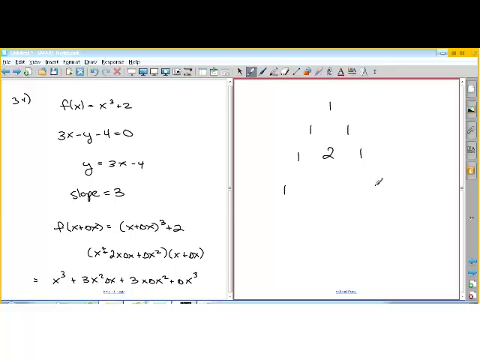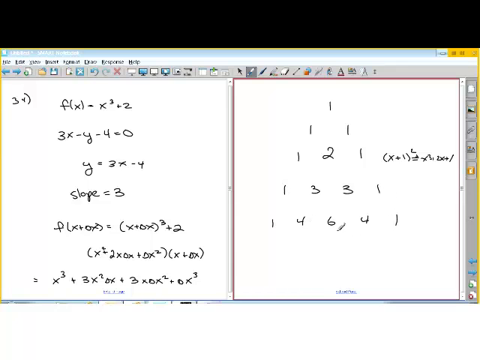So the next layer, you've got 1s on the outside. 1 plus 2 is 3. 2 plus 1 is 3. So this is x plus 1 squared, which is equal to x squared plus 2x plus 1. 1, 2, 1. And then when you have 3 of them, you get 1, 3, 3, 1. And if you did the next level, you'd have 1 plus 3 is 4, 3 plus 3 is 6, 3 plus 1 is 4, and then you have a 1 on the outside.